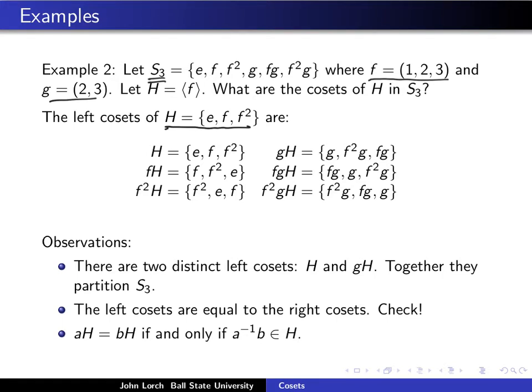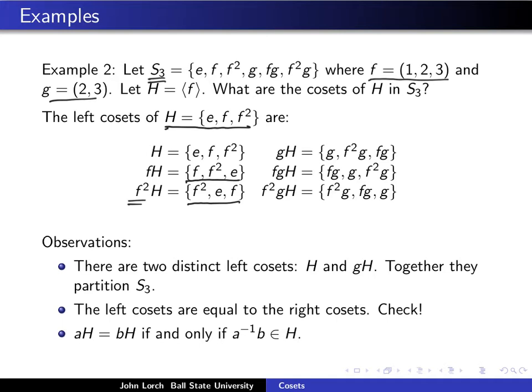We can also multiply H on the left by F. So that means we're taking everything in H and multiplying it on the left by F. And when we do that, you might see that we get exactly the same things that we started with. We get F, F squared, and E, which is exactly the same set as H. And we can also multiply everything in H on the left by F squared, which again gives us F squared, E, and F, which is exactly the same set as H. Now we start to get different things in the right-hand column.